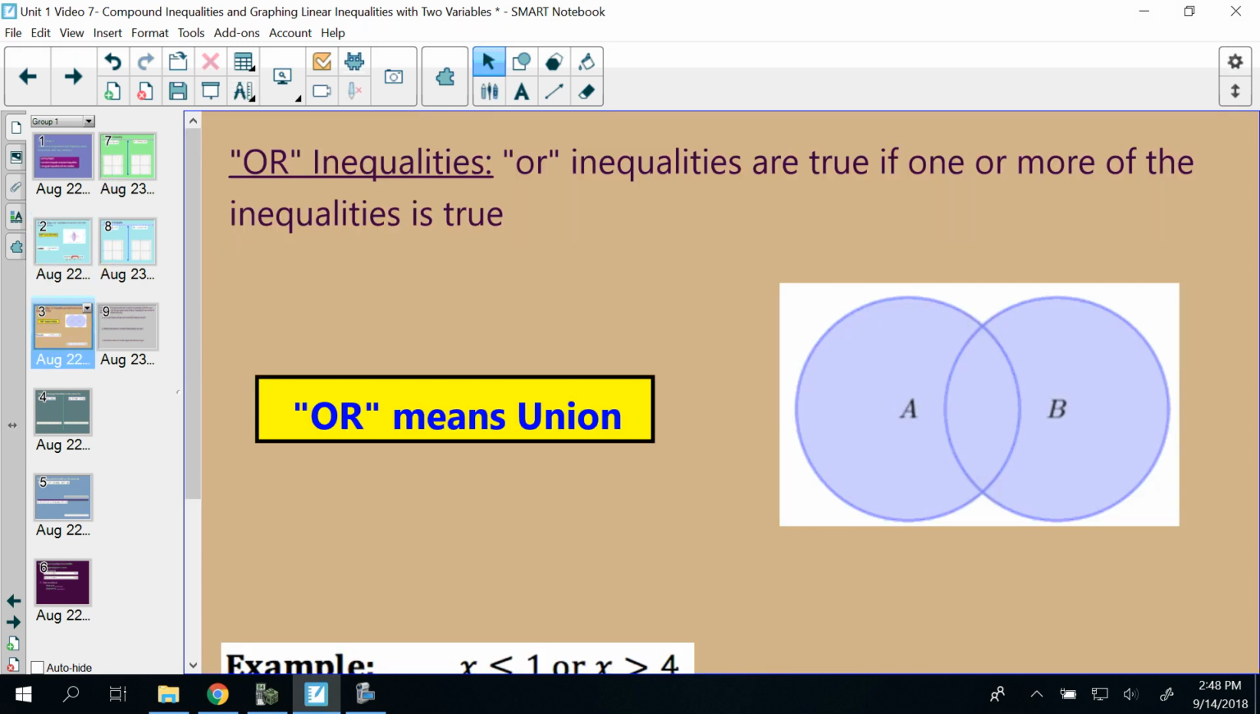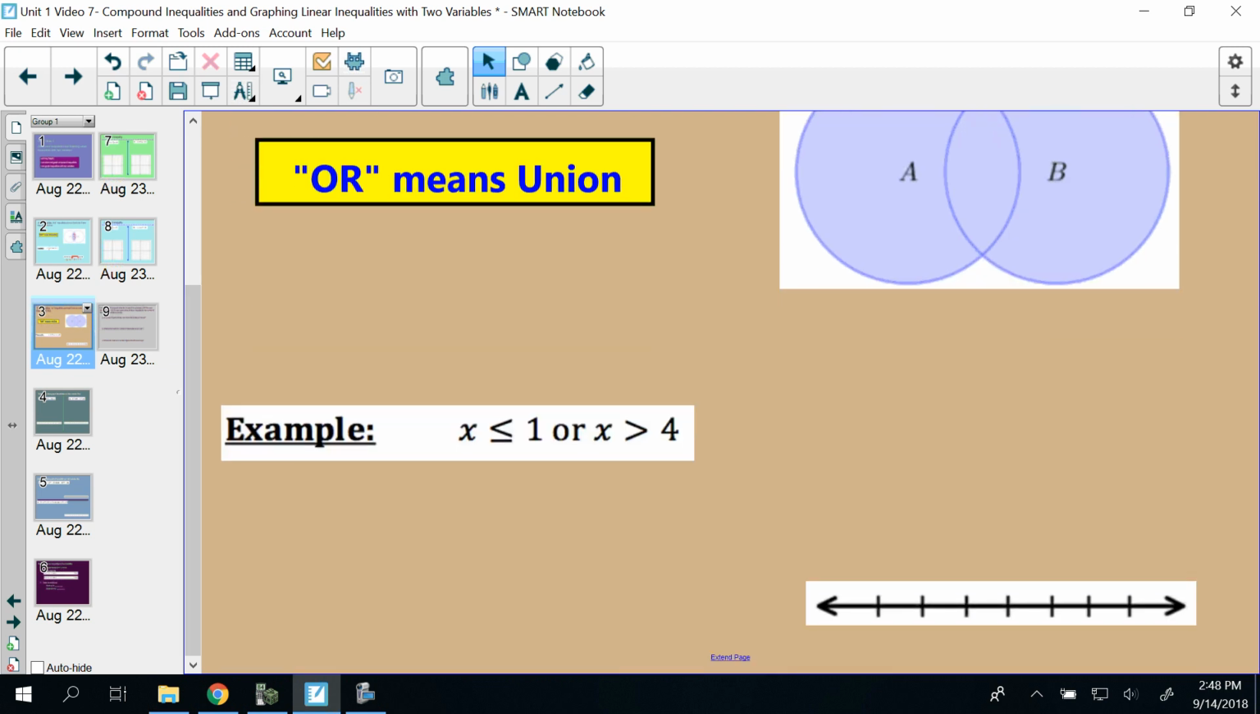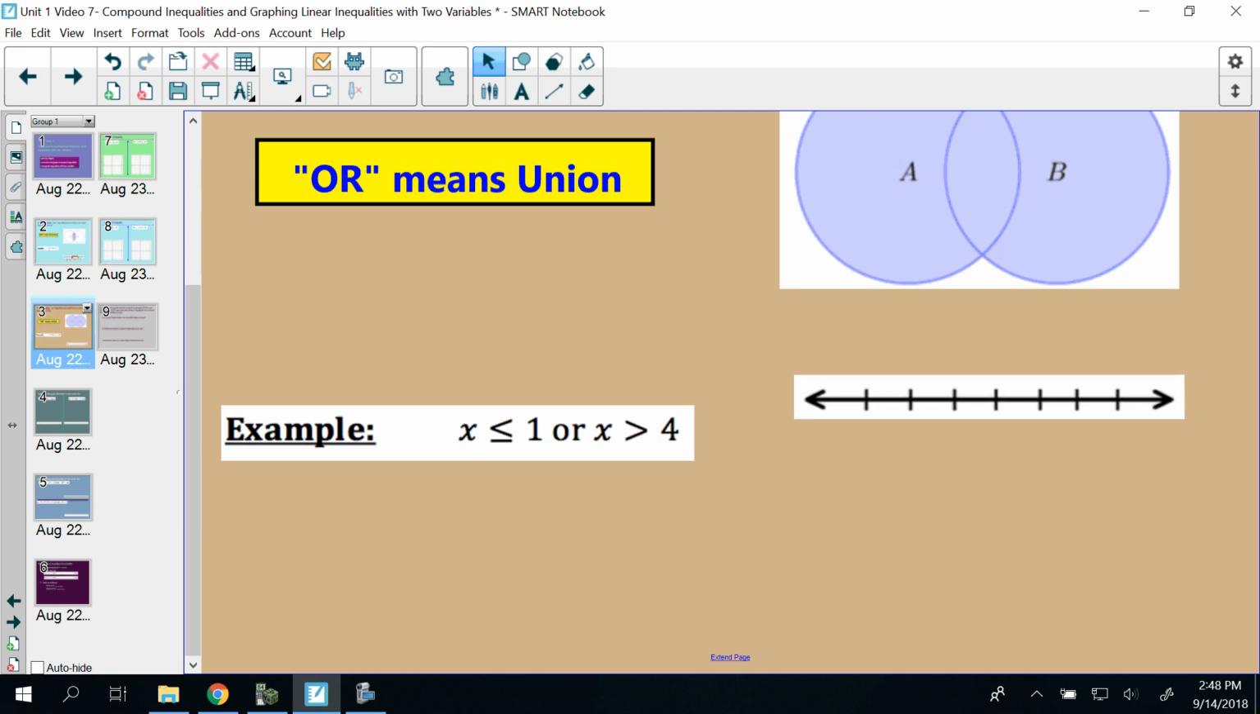Okay, the other type are OR inequalities. OR inequalities are true if one or more of the inequalities is true. Okay, OR means union, so both sets of points. Here's an example, x is less than or equal to 1 or greater than 4. So again, make sure on your graph that you label and can get those points on there.